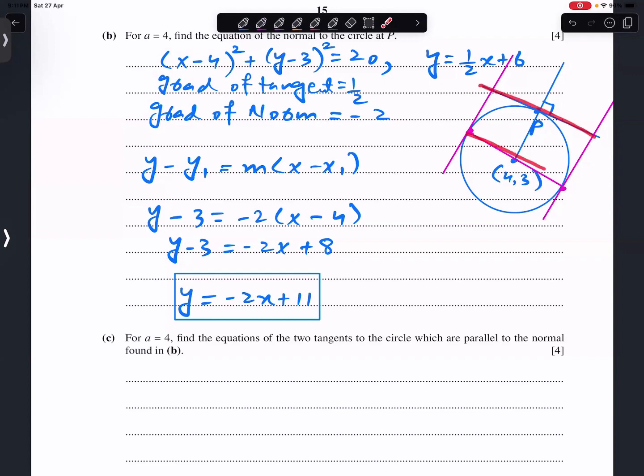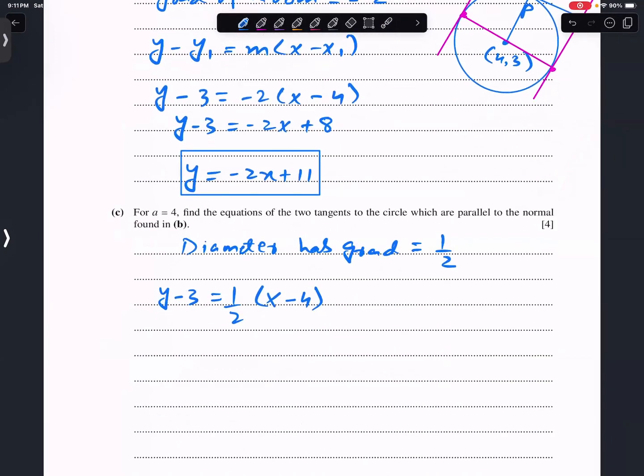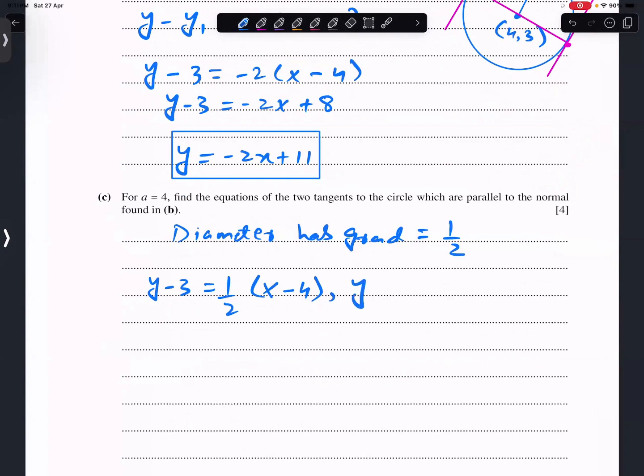So this is parallel. So it means that the diameter has gradient 1/2, just like the tangent. And then the equation of the diameter will be y minus 3, because the diameter passes through the center. Y minus 3 is equal to 1/2 (x minus 4). So this is my equation of diameter, which will be y minus 3 is equal to half (x minus 2). So y is equal to 1/2 x plus 1.